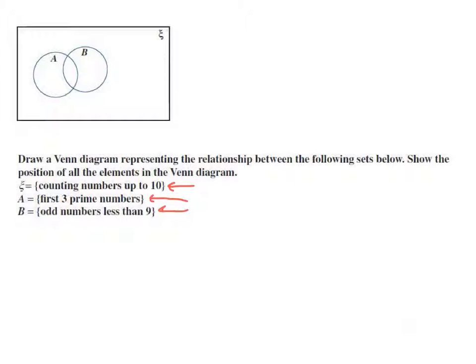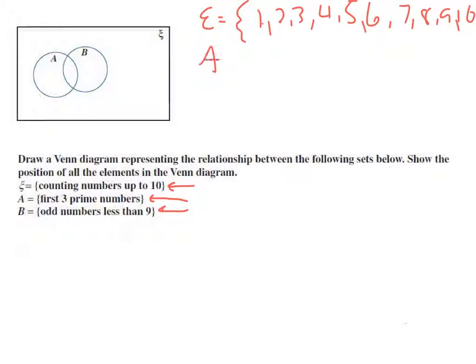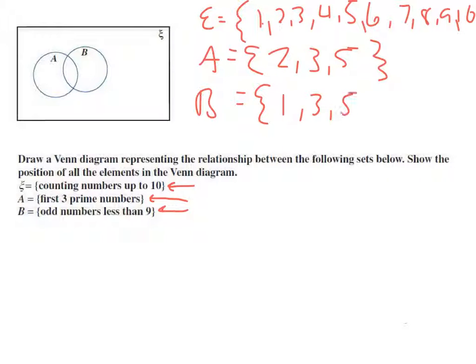So if we were to do that, we need to find out what numbers are in these sets. Obviously the universal set is going to have the numbers 1, 2, 3, 4, 5, 6, 7, 8, 9, 10. Then the A set will have the first three prime numbers in the numbers 1 to 10, which is 2, 3, and 5. And then our B set is going to be odd numbers less than 9, which is then going to be 1, 3, 5, and 7.